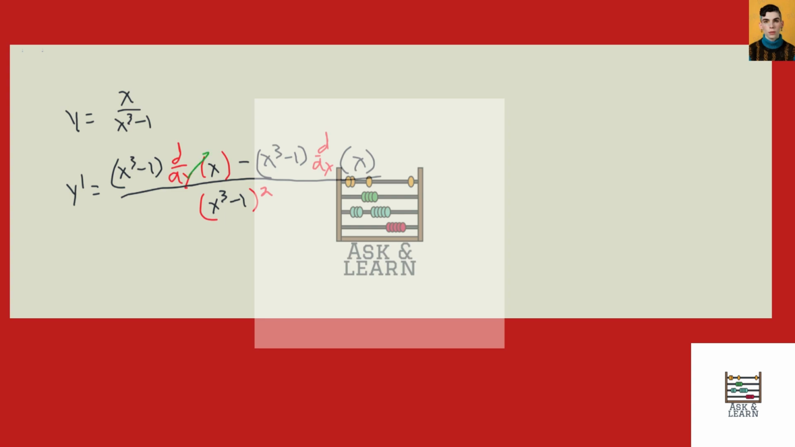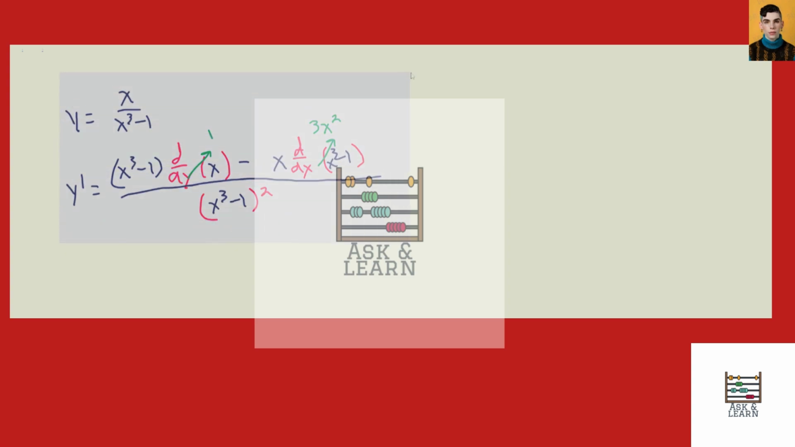Now we know the derivative of x is just going to be 1. And I actually wrote the same thing twice. I was going a little bit too fast, it seems. So I need to switch those places. So it should be x times the derivative of x cubed minus 1. Right. Now the derivative of x cubed minus 1 is going to be 3x squared, and the derivative of 1 is just 0, so we're left with that.